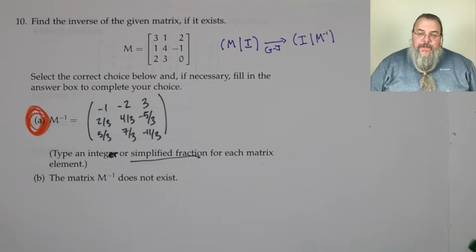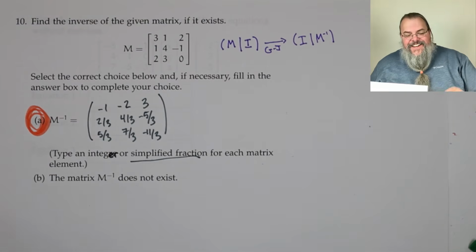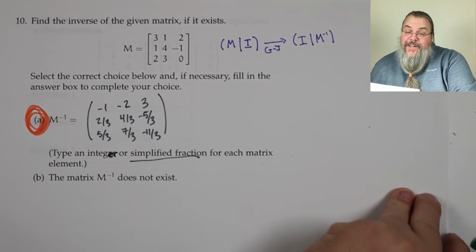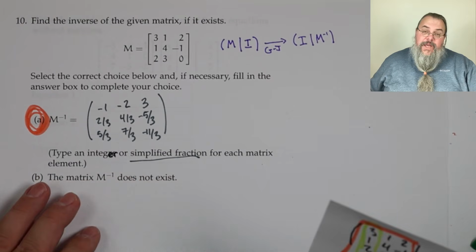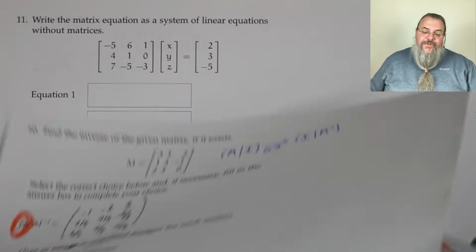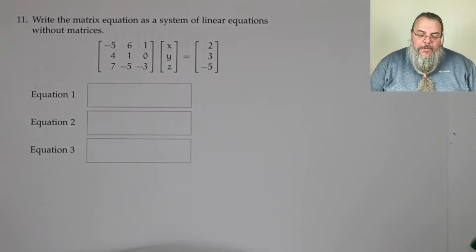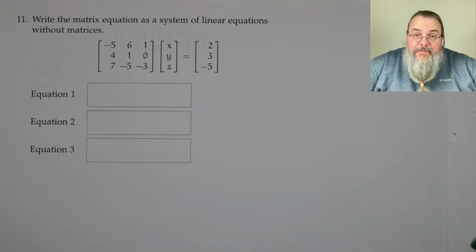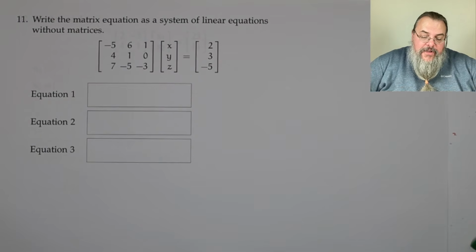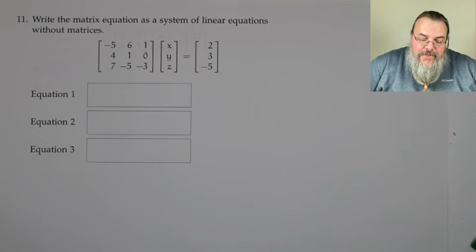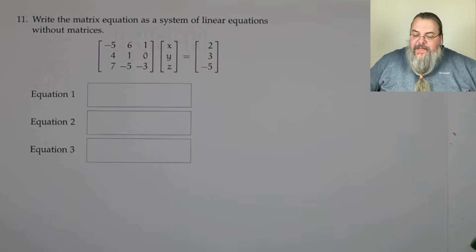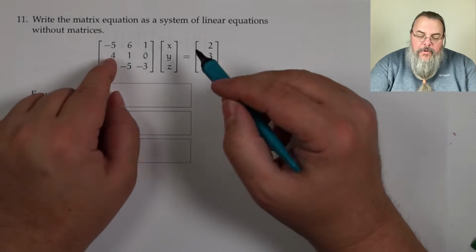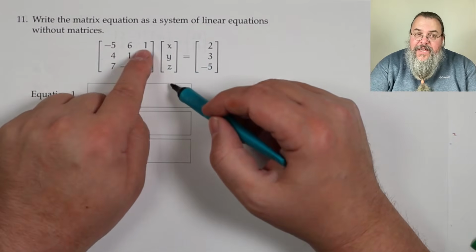All right, now that we've used up half our time, again, if you're asked to find an inverse of a 3 by 3, honestly, I encourage you to maybe skip and come back to it. Use your time wisely. If it's worth 1 point, there's better ways to spend your time. All right. So, number 11. Write the matrix equation as a system of linear equations without matrices. And so now this gets back to basically what you were doing before. One of the easiest things to do is just carry out the multiplication.